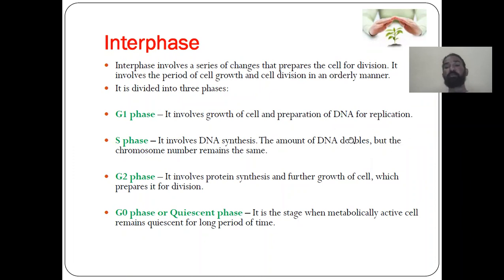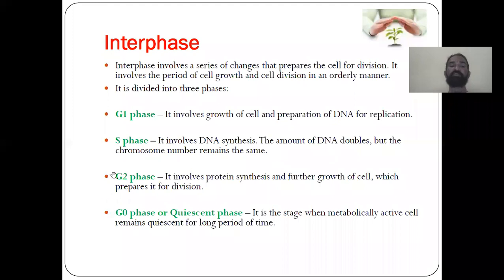But the chromosomes present in the cells are not doubled, so they remain a constant number. Remember this very important point: DNA synthesis takes place in the S phase, but here only the amount of DNA is doubled, not the chromosome number.